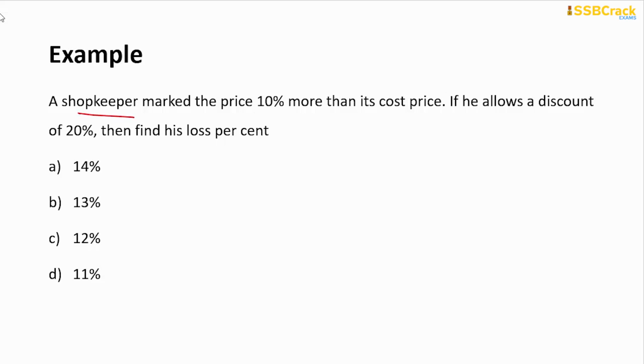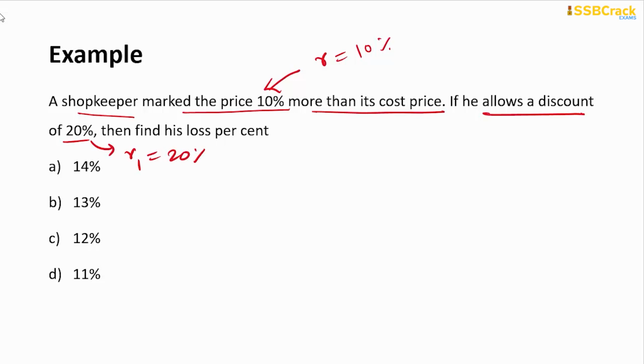A shopkeeper marked the price 10% more than its cost price. So this is the value of that r that was mentioned in the formula. And he is allowing how much discount? The discount is denoted by R1. Okay, the discount that the shopkeeper is allowing is denoted by R1, where that r% is the amount he is marking more than the cost price. So we have R1 and r in the question, to find out the loss percent.